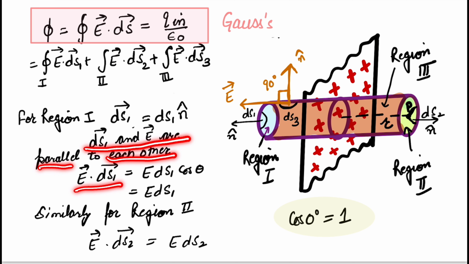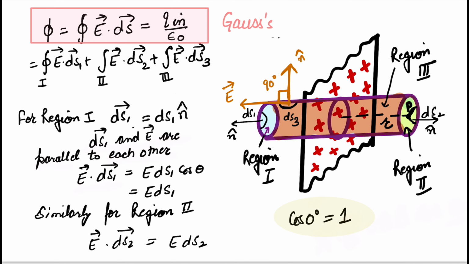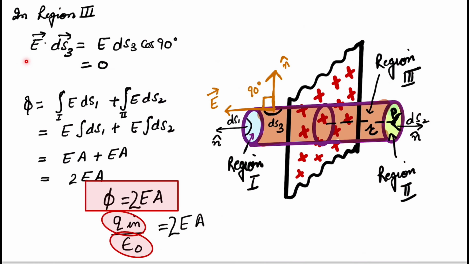So the dot product A vector dot B vector can be written as AB cos theta, right? And in our situation, as they are parallel, theta is equal to 0 degree, and cos 0 is equal to 1. So it is E ds1 cos 0, which comes out to be E ds1 only. Similarly, for region 2, it will be E ds2. Then we substitute the things for E ds3.